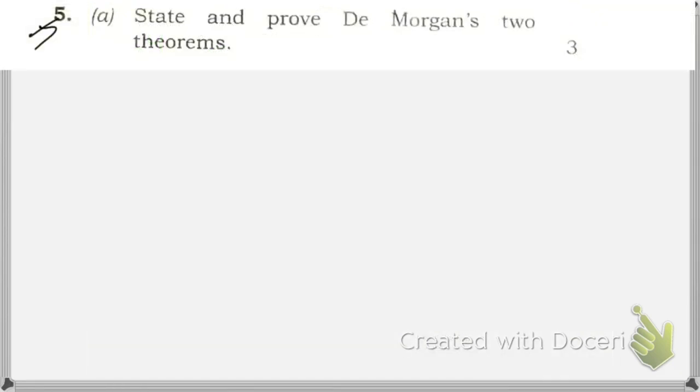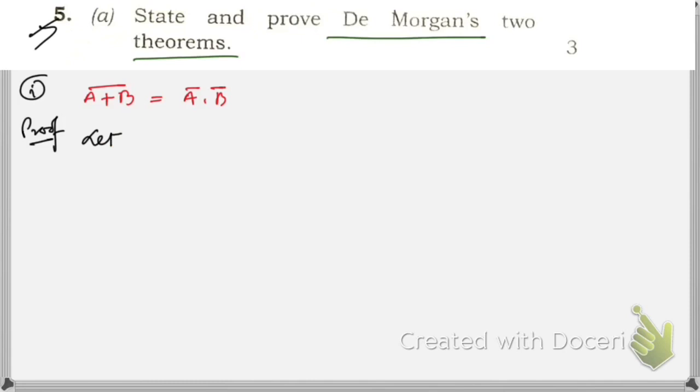So this is question number 5. Here we are to prove De Morgan's two theorems. So what are those? The first one is (a plus b) complement equals a complement dot b complement. Let me prove this one first.